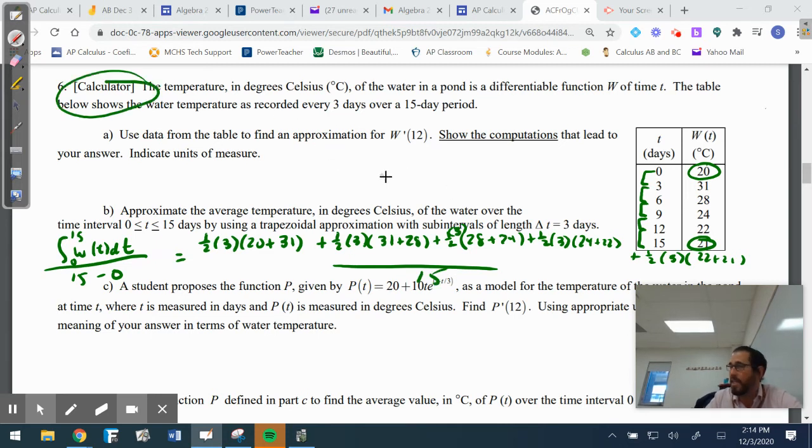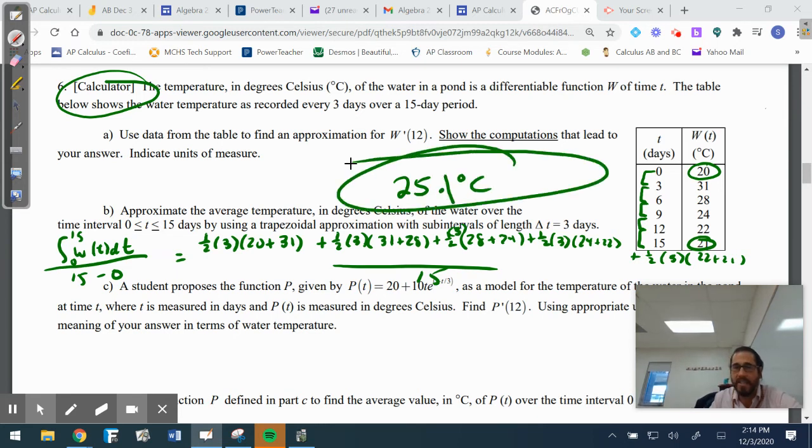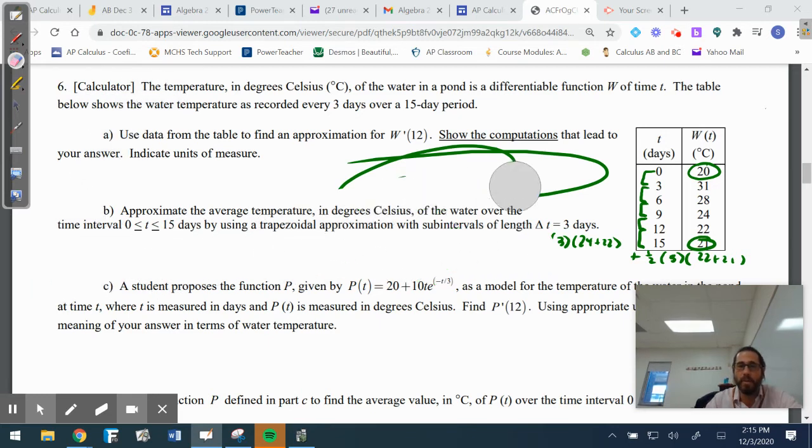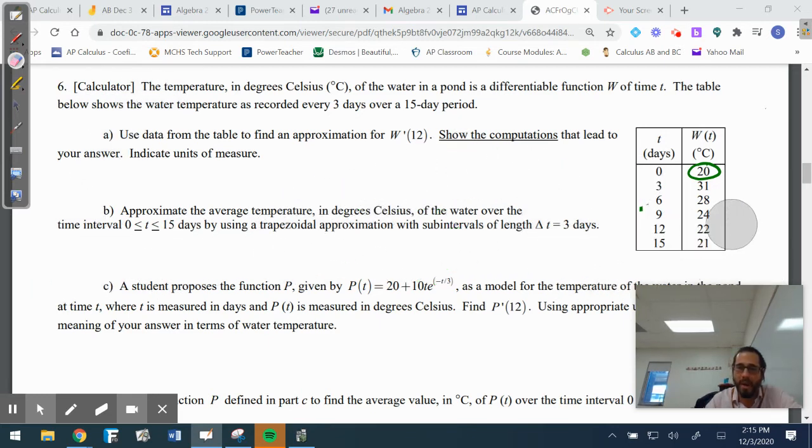Don't worry, you were allowed to use a calculator, and if you do it all correctly, you get 25.1 degrees Celsius, right? That's what we would get. Because on the top, your unit, since you're finding that area, would be degrees Celsius times days. And then if you divide by your days, that's my average temperature, right? 25.1 degrees Celsius. All right. Hopefully that's okay. That's a lot of busy work. On the AP exam, though, that is definitely going to be worth some points.